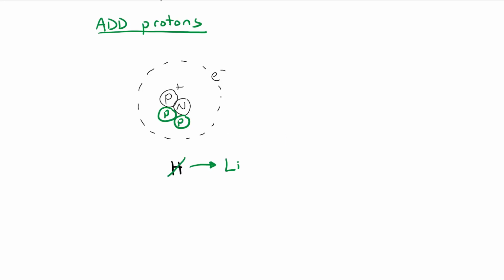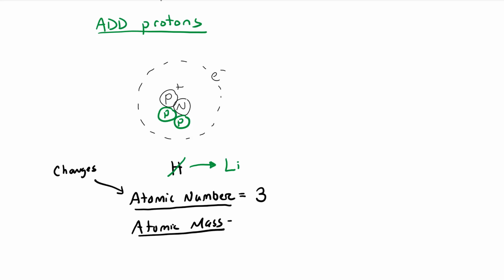Back to our hydrogen atom. Let's add some protons. If you add a proton here, 2 of them, you're going to change hydrogen to lithium. The proton number determines the element. So if you change that number, the proton number, which is the atomic number, you change the element. So the atomic number went from 1 to 3. The atomic mass also changes to 4. Atomic mass is protons plus neutrons.